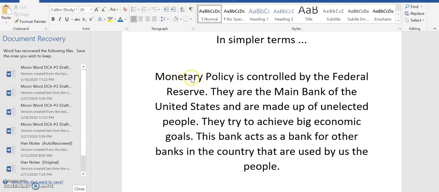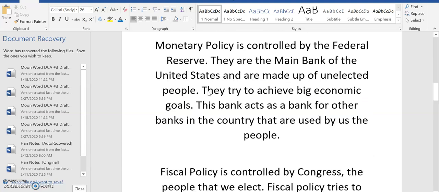So if there's anything to take away from this, they are made up of unelected officials. They are appointed by people in the government. They are experts at using and operating money, and they have a lot of experience with money prior to being appointed to the Federal Reserve. So the operation of the Federal Reserve is a very, very important job. So that is how monetary policy works.